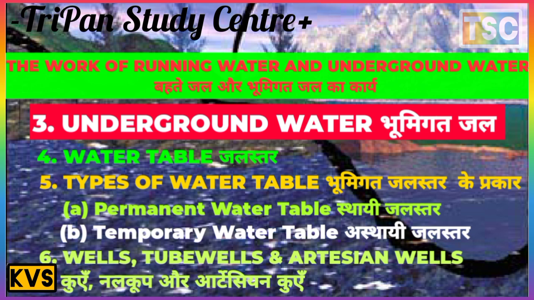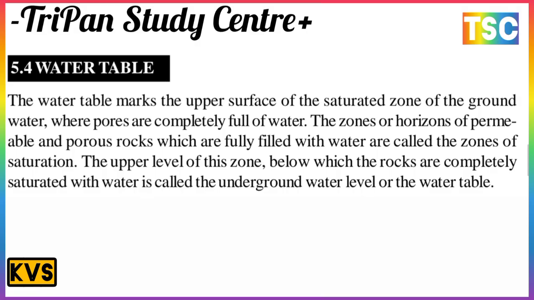Our next most important topic here is the water table. What is the water table here? The water table marks the upper surface of the saturated zone of the groundwater, where the pores are completely full of water. The horizontal zone of permeable rock with pores fully filled with water is called the zone of saturation. The upper level of this zone, below which the rock is completely saturated with water, is called the water table.